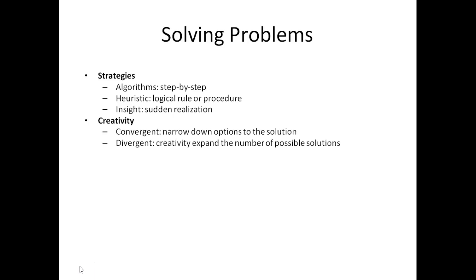Then you have divergent thinking. And this is where your creativity is expanding the number of possible solutions. So maybe you have a problem, and instead of trying to narrow down to one solution, you're trying to think of a variety of different ways that you can solve that problem. So convergent means you're narrowing it down to one solution. Divergent means that you're actually creating other potential solutions.